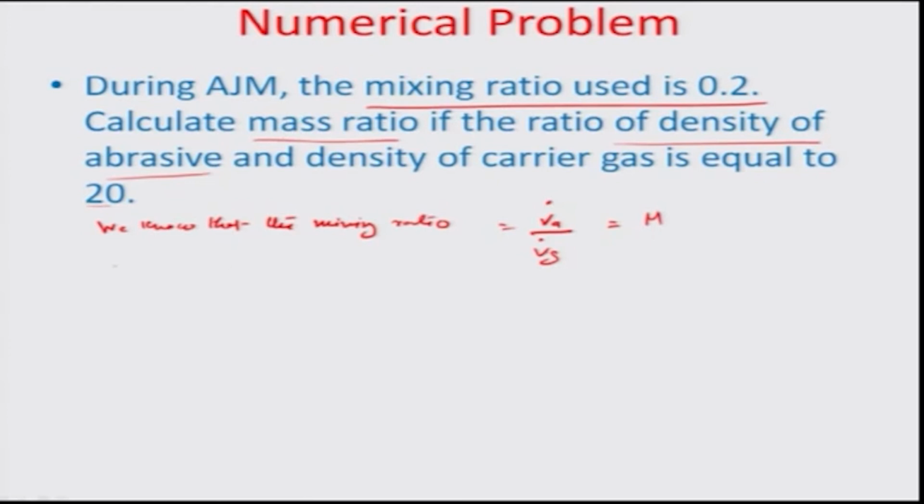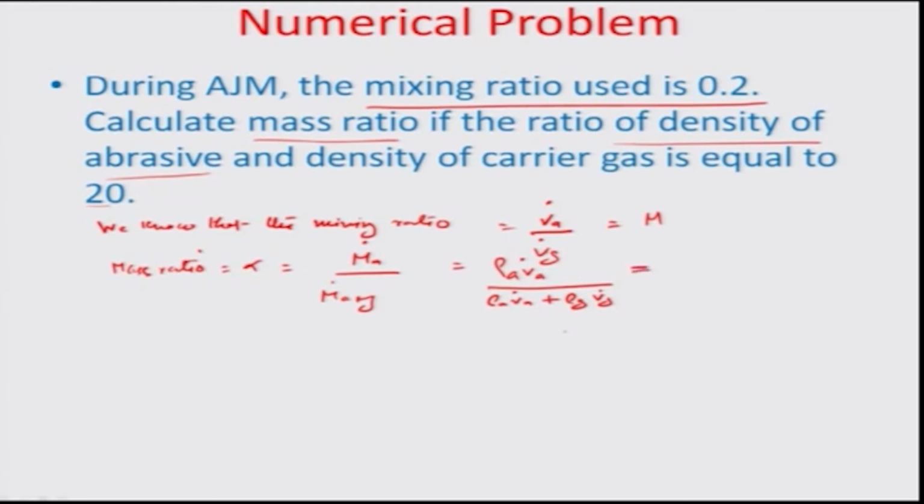okay, and the mass ratio, from the earlier definition, alpha equals the mass flow rate of the abrasive grain divided by that of the abrasive plus the gas, which I can always write as rho A, that is the density of the abrasive, times the volume flow rate of the abrasive, divided by the density of the abrasive times the volume flow rate of the abrasive plus the density of the gas times the volume flow rate of the gas. Okay, so this is actually the mass ratio between the abrasive and the abrasive plus gas.